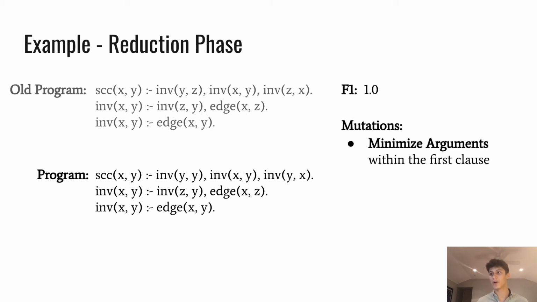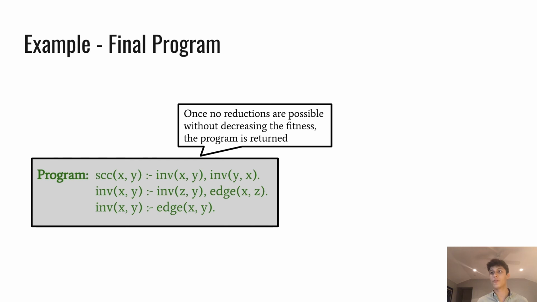We use minimize arguments to set z and y equal in the first clause. And finally, minimize literals to remove the first literal from the first clause. Now no further reductions are possible, so this is the program that GenSynth returns. We've synthesized the exact intended solution, the smallest possible program for a strongly connected component.